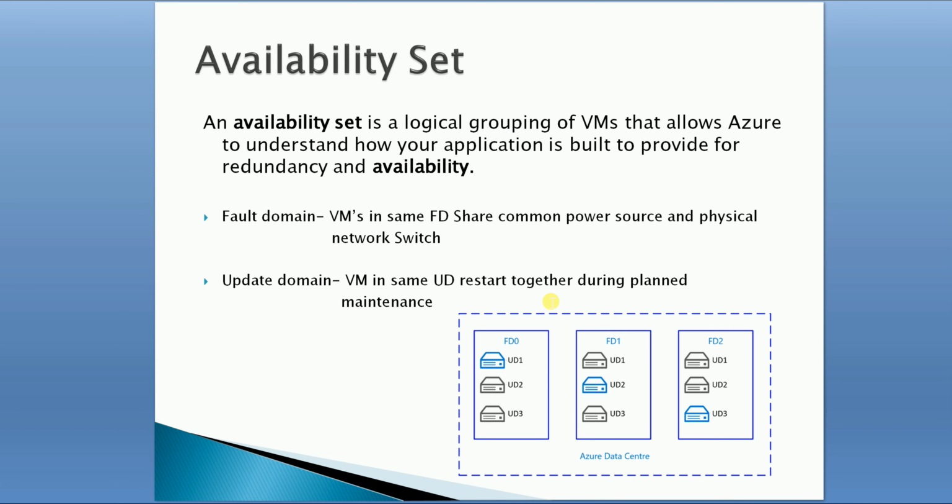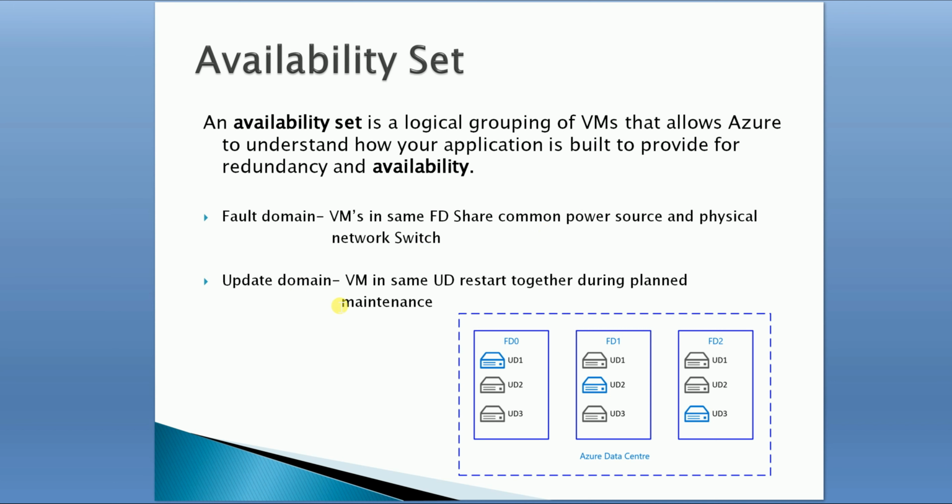A fault domain is nothing but the VMs in the same fault domain sharing a common power source and a physical network switch. To understand it better, as you can see, we have three fault domains here. If you select the fault domain number as 3, then when you launch your servers using this availability set, your servers will be placed accordingly into these fault domains. As you can see, server 1 is placed in fault domain 0, server 2 in fault domain 1, server 3 in fault domain 3.